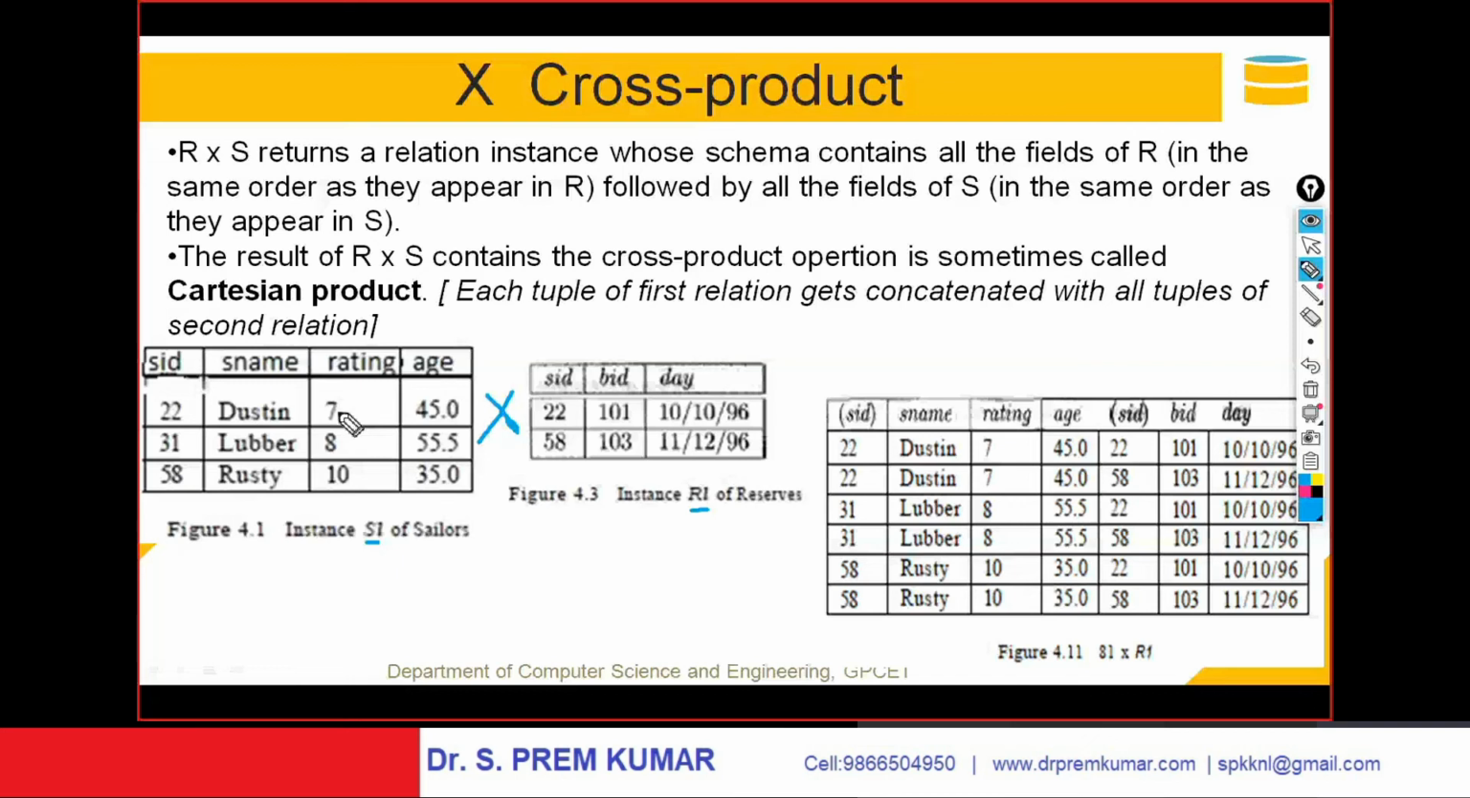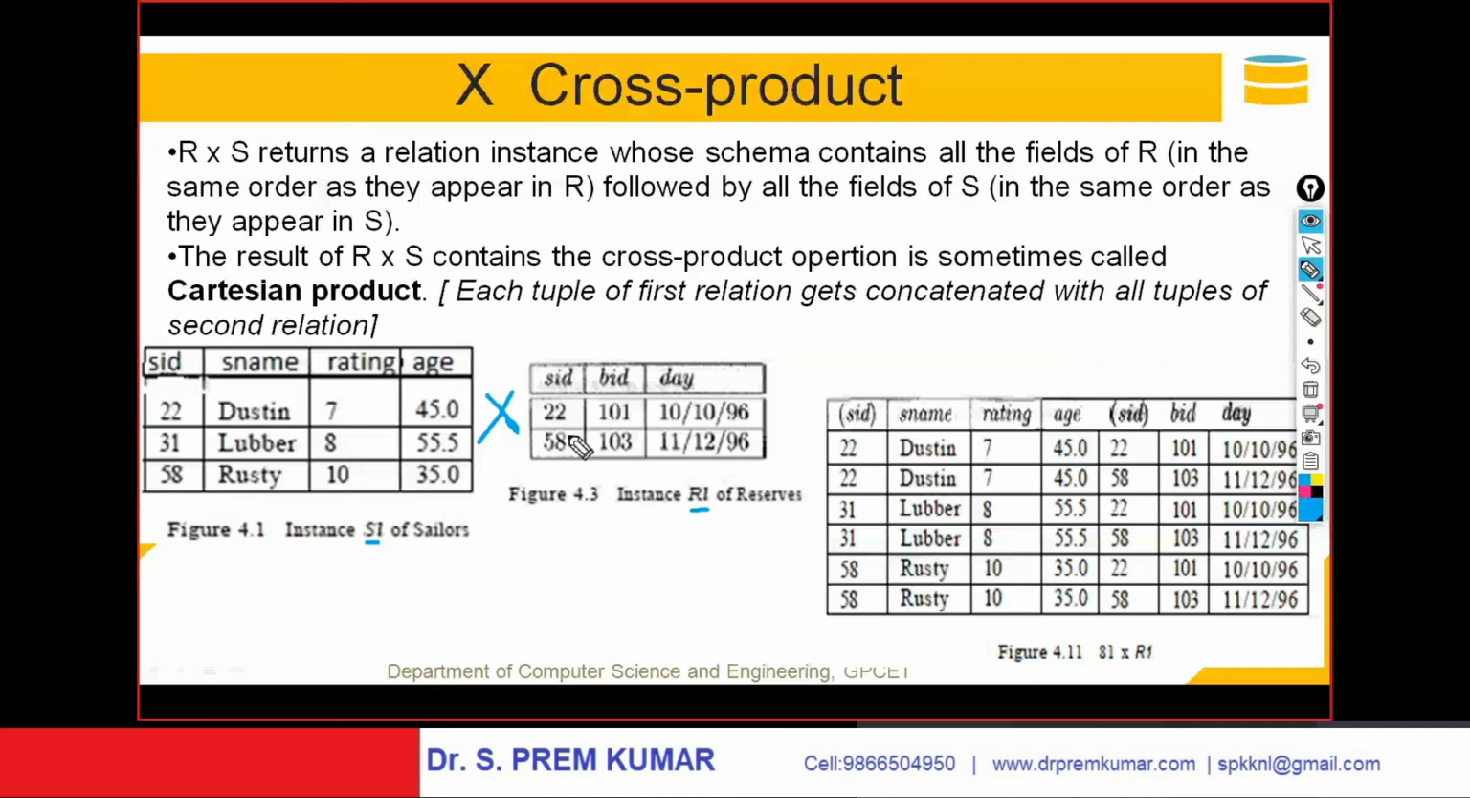Each row of the first relation gets connected with all rows of the second relation. Means Dustin gets connected to 22 and 58. You observe here, Dustin got connected to 22 and 58.